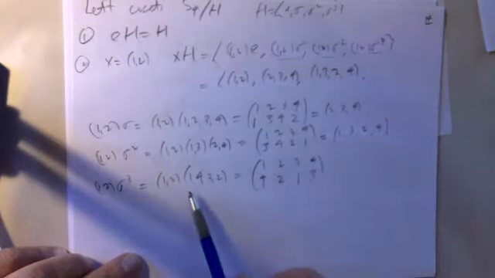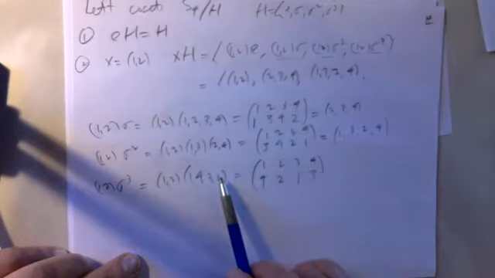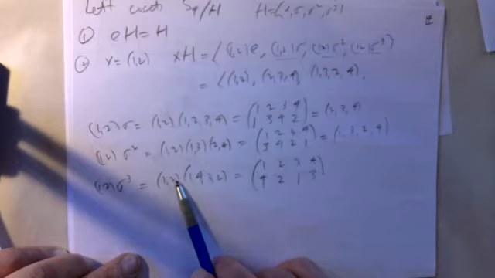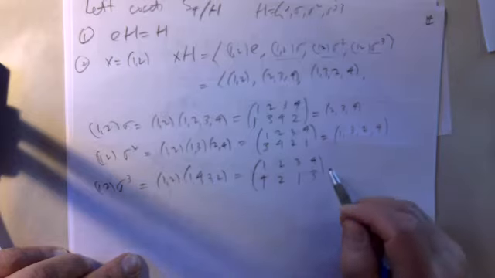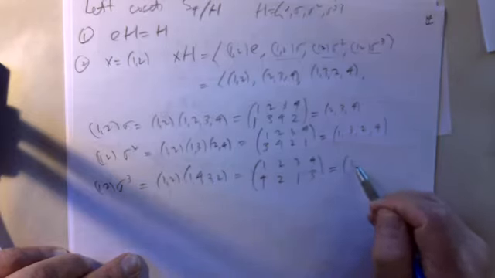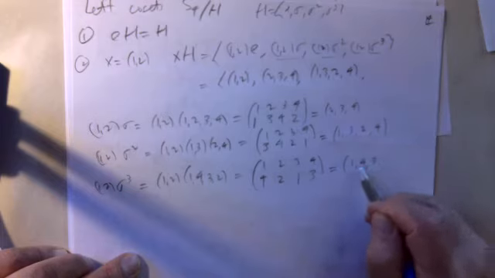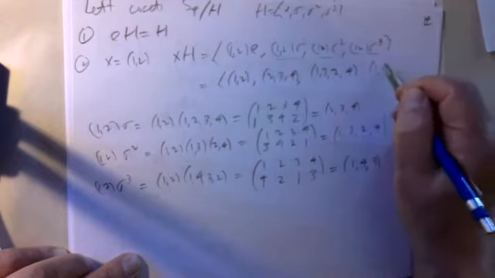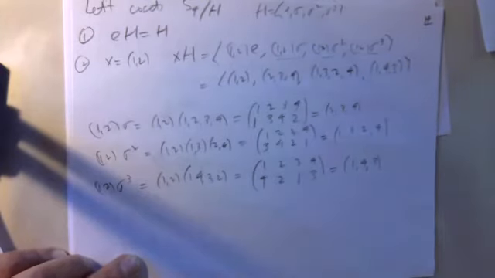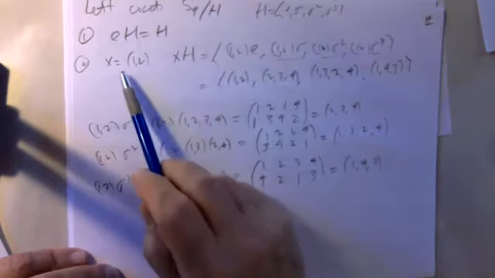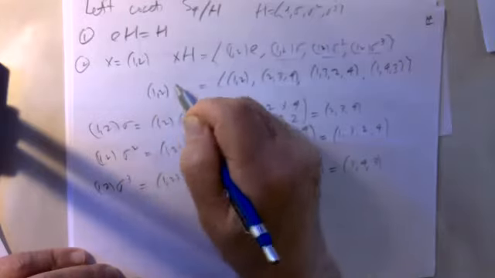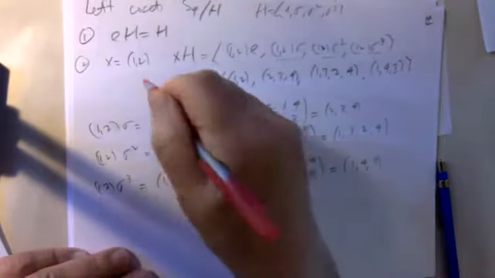Excellent. Because if you follow this around, 1 goes to 4, goes to 4. 2 goes to 1, and then goes back to 2. 3 goes to 2, and 2 goes to 1. 4 goes to 3 and stays at 3. So this is a 3-cycle. 1 goes to 4, 4 goes to 3, 3 goes back to 1. So the left coset (1 2)H is that.